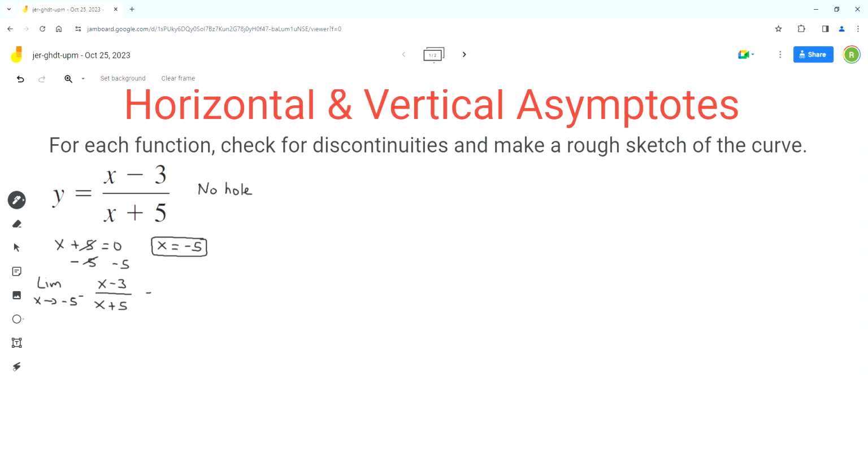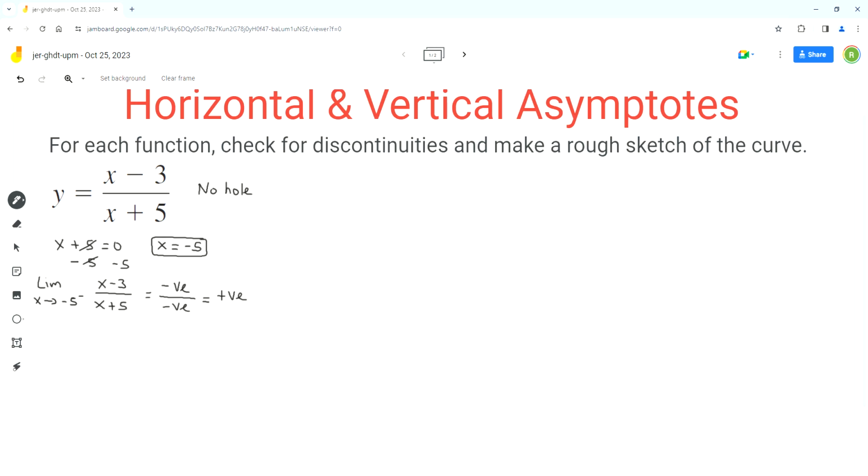So if we apply x as negative 5.1, then the numerator will be a negative value because negative 5.1 minus 3 will give us a negative value, and the denominator will also be a negative value. So negative 5.1 plus 5 will be equal to negative 0.1, and negative over negative will give us a positive value. So that means the limit value is positive on the left side of this vertical asymptote.